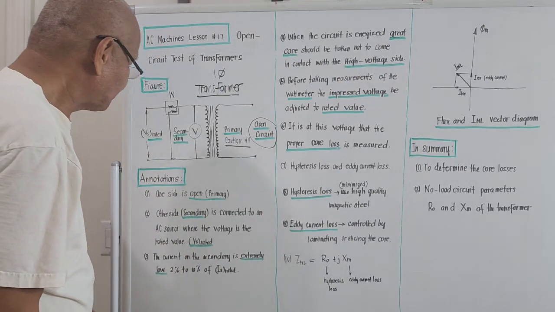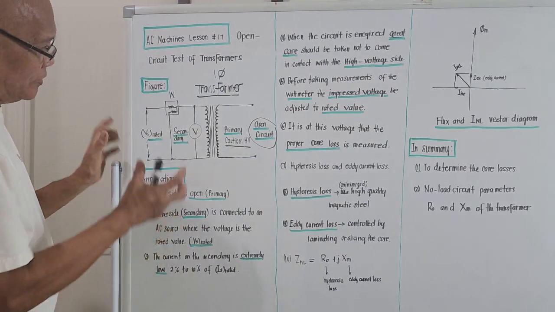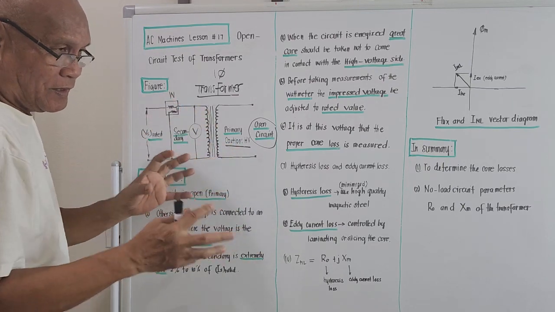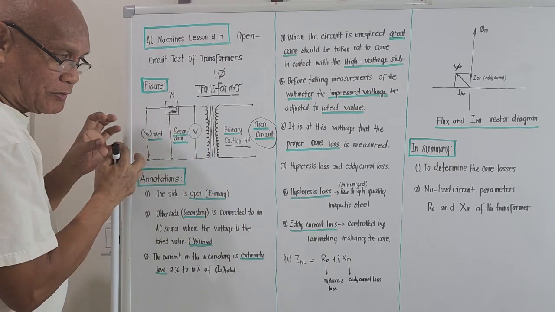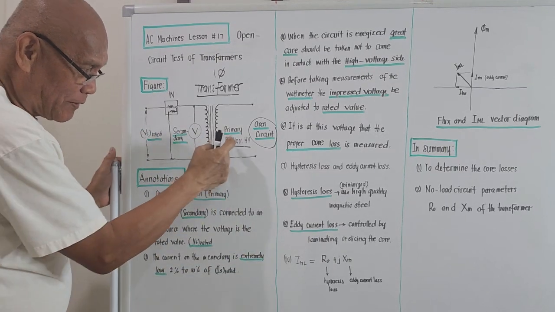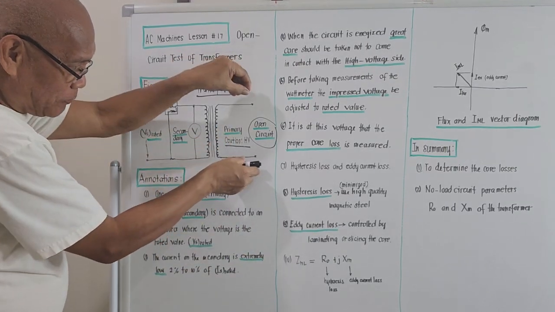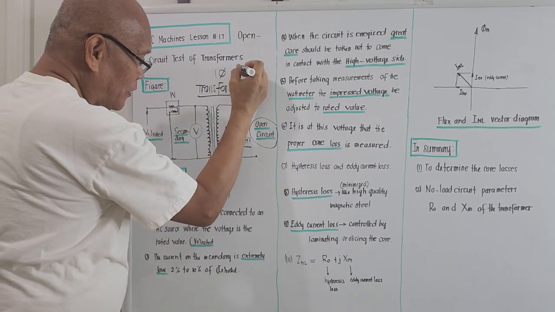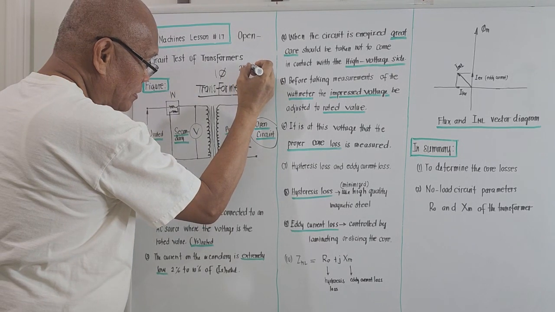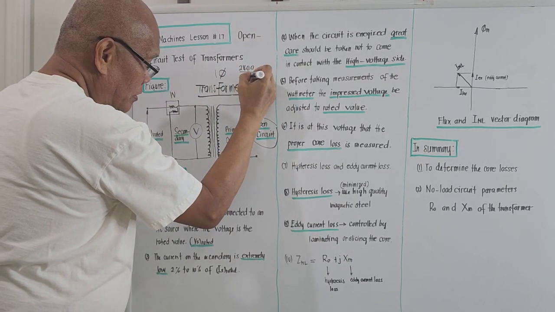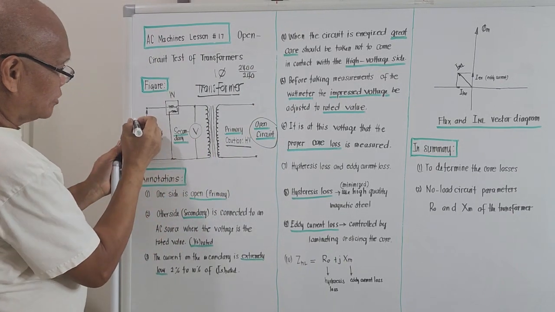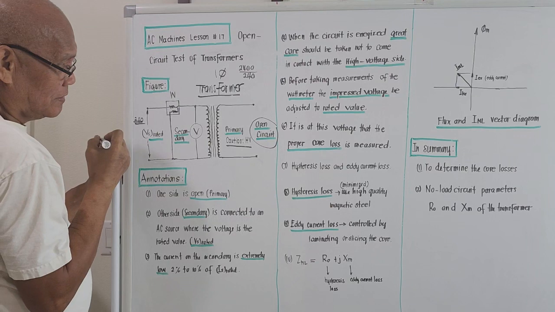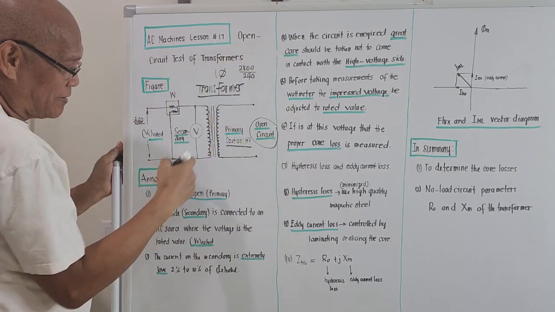Okay, let's continue. The instruments are connected on the secondary. I am repeating: the instruments are connected on the secondary. What is open is the primary side, the high voltage side. If you have a transformer that is 2400 and 240, meaning you will apply 240 here, of course the ratio of transformation is 10.